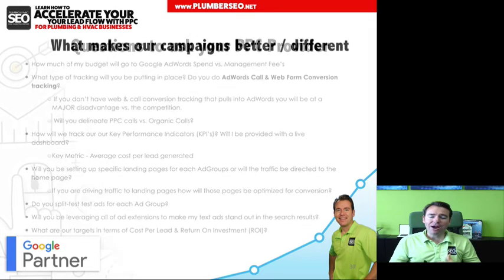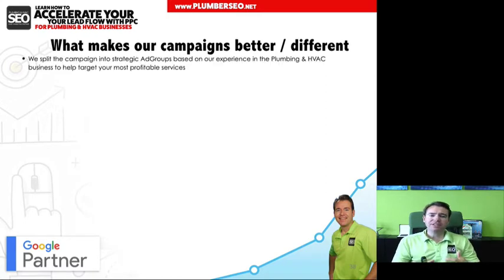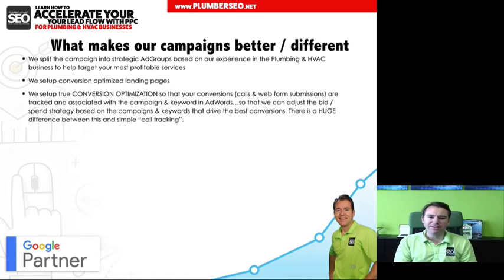A couple things about our management of PPC campaigns, and of course we'd love the opportunity to run this for you in your market and really help you maximize your lead flow. A couple of things that we do, first of all, is obviously we split the campaigns up into very specific ad groups based on our extensive experience working with plumbing and HVAC companies. We set up conversion optimized landing pages. So for each ad group that we have, we're going to set up a landing page either on your website or on a specific software where we can really track the conversion rate on a per page basis.